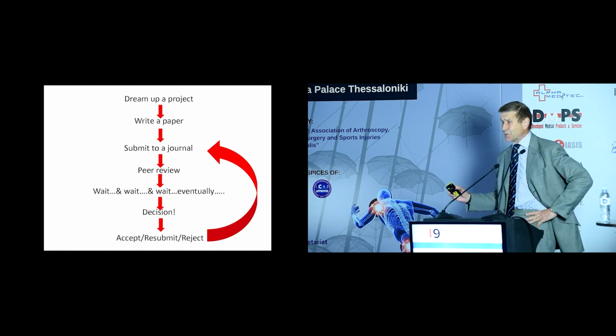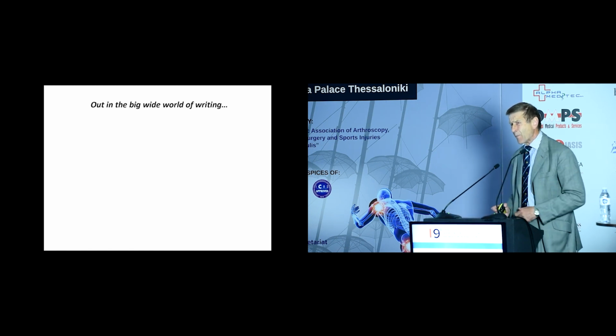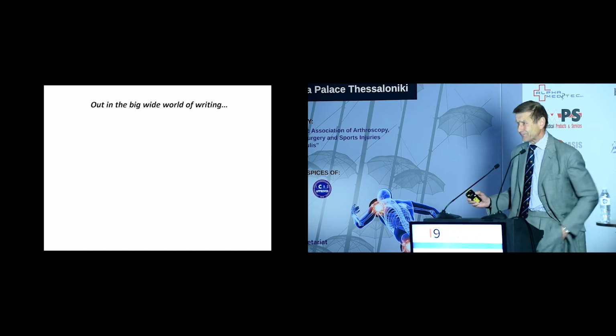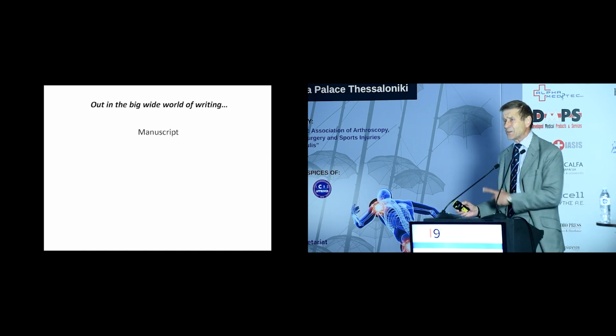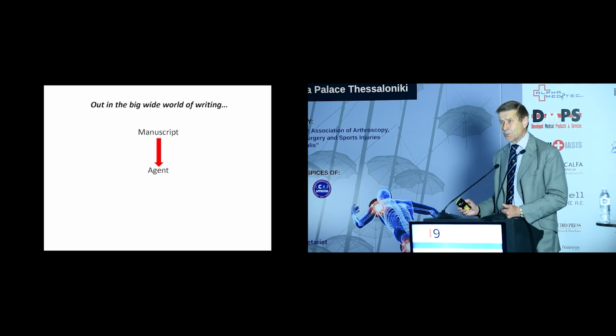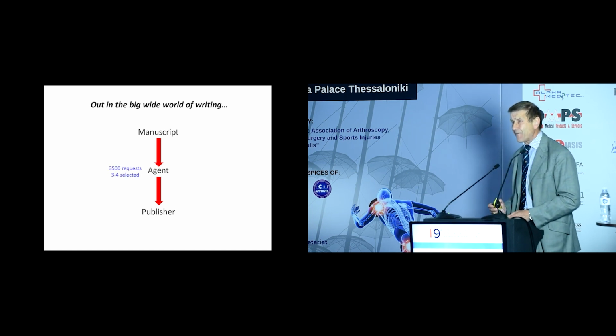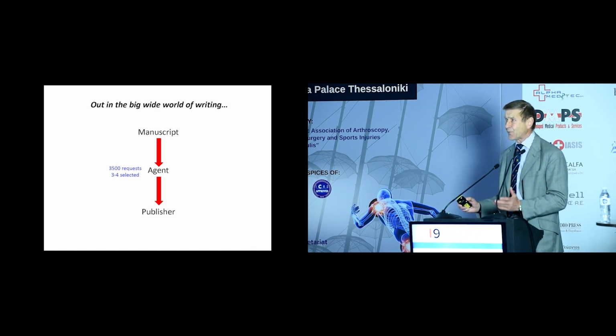Anyway, you resubmit your paper, you submit it back to the journal, and as a rough guide, there will be an acceptance rate of 20%, is the sort of rate you would expect. You are probably feeling hard done by that. It's the journalist speaking now, out in the big wide world of writing, okay? You have a manuscript. You send it to an agent and you hope that agent will find a publisher. If you haven't done it, try it because it puts life in perspective. An agent will receive 3,500 requests every year. They will only select 3 or 4 authors to represent in a year.